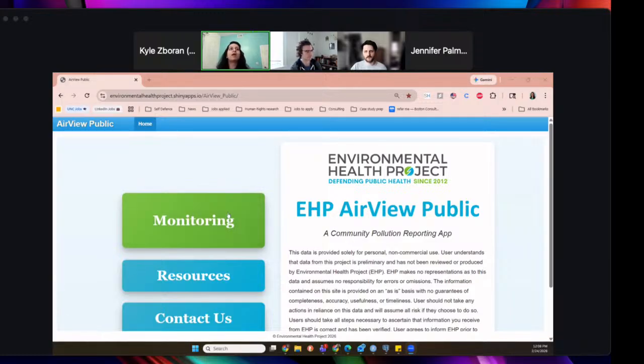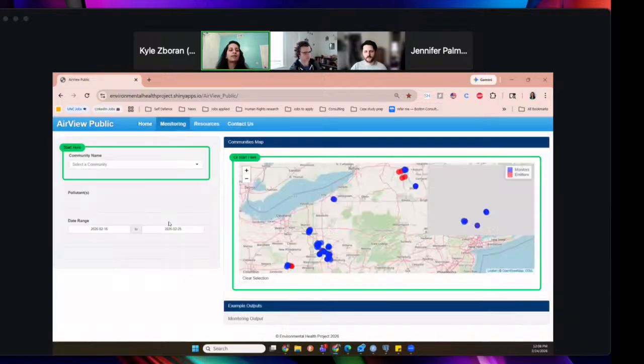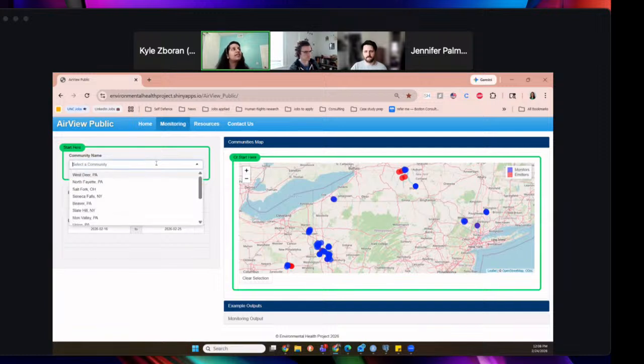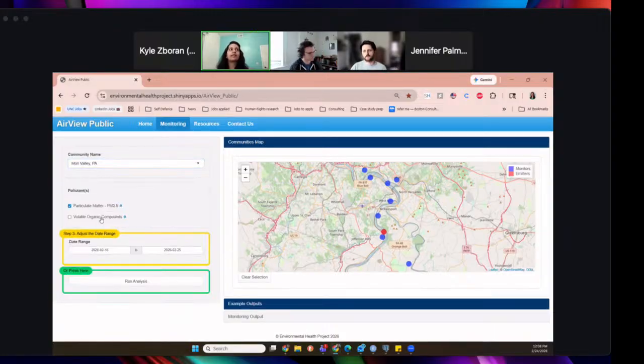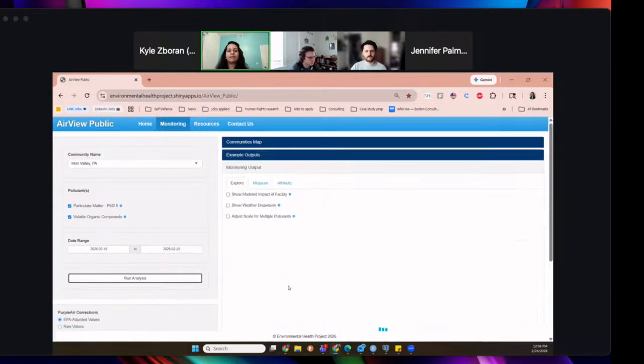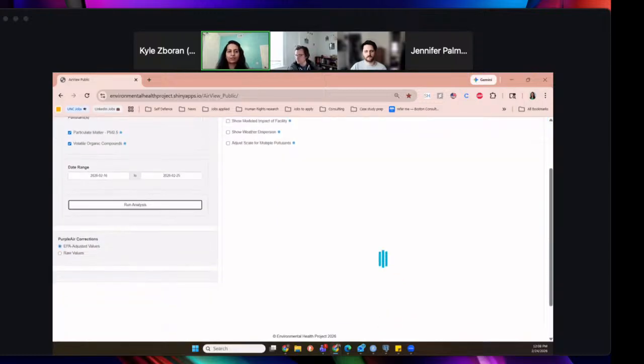So let's begin with our monitoring tab. Here, let's begin with selecting a community. Today, we are going to look at Mon Valley. Next, you choose the pollutants that you're interested in. Today, we are going to look at both PM2.5 and volatile organic compounds. You select a date range, which goes max up to 8 days in the past, and then click Run Analysis, which dynamically updates our visualization.